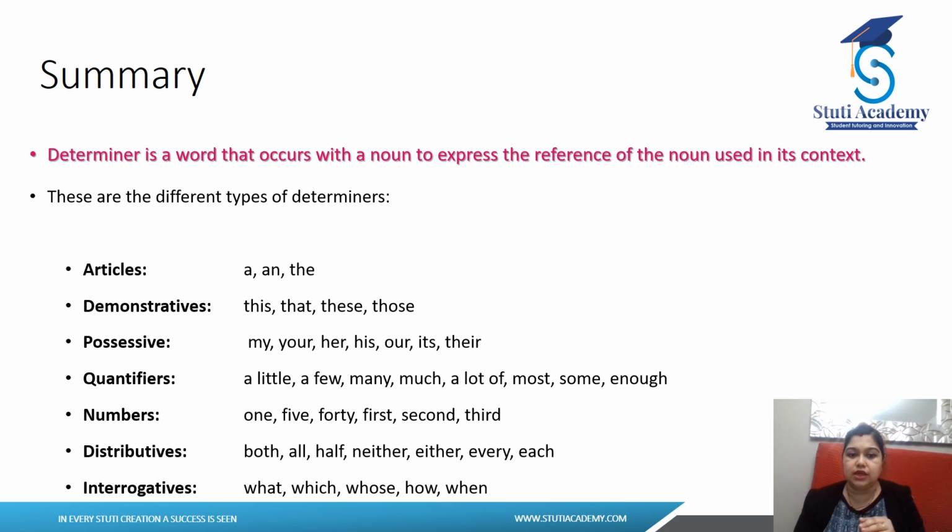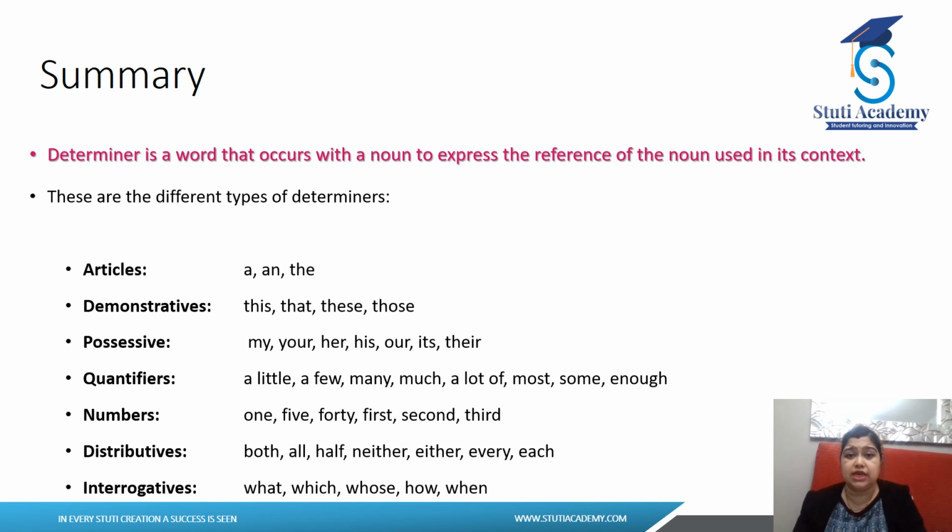These are quantifiers. Then we have the numerals or the numbers, cardinals and ordinals. 1, 2, 3, 4, or first, second, third, fourth. These are the numerals. Then we have the distributives. So distributives are talking about the distribution, like half, either, neither, whole, or both. So these are distributive. And then we have the interrogative, the question marks. What, when, which, where, should, did, how. These are the question words. So these are interrogative determiners.